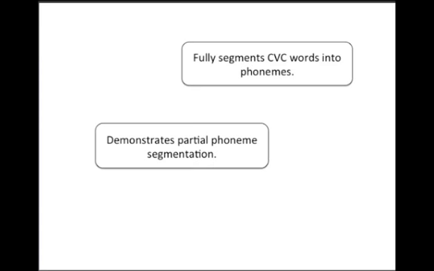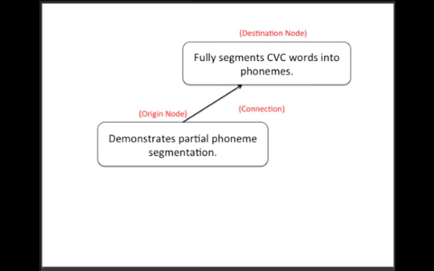We often also talk about origin nodes and destination nodes. Both of these nodes are descriptions of specific behaviors that we want to see students display, although one behavior usually precedes the other. The preceding node is called the origin node, while the later node is called the destination node. The arrow between them, which shows the predicted relationship between the development of the skills, is called the connection.